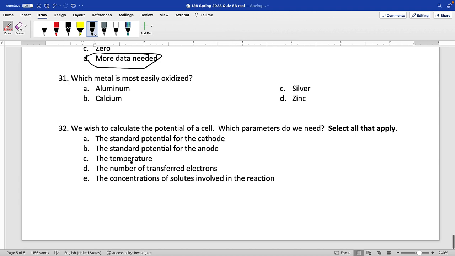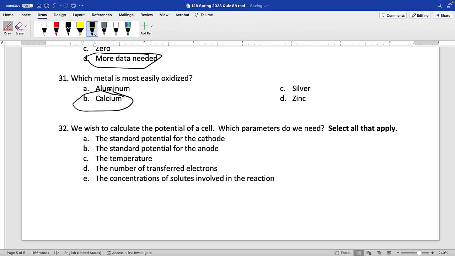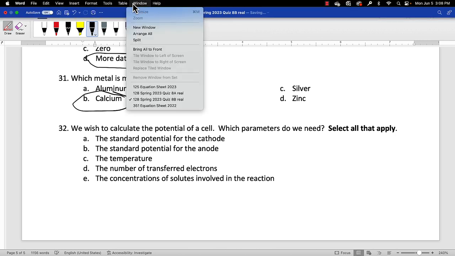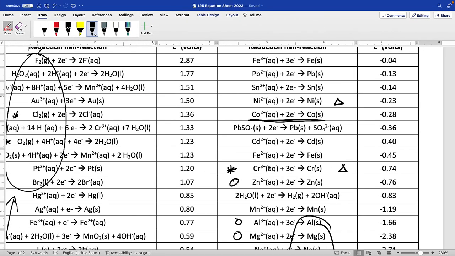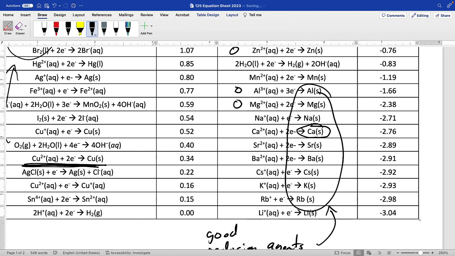What metal is most easily oxidized? This is sort of the same question as asking which one's most easily corroded or which one corrodes most easily. They're really all the same questions. Calcium is really low on that list. It has a negative reduction potential. So let's take a look at where calcium is on the equation sheet. We can see calcium is way down here. So calcium ion has a very negative reduction potential. It's hard to reduce calcium ion, which means it's easy to oxidize calcium. So it's most easily oxidized. All the other metals were way up on this list above calcium.